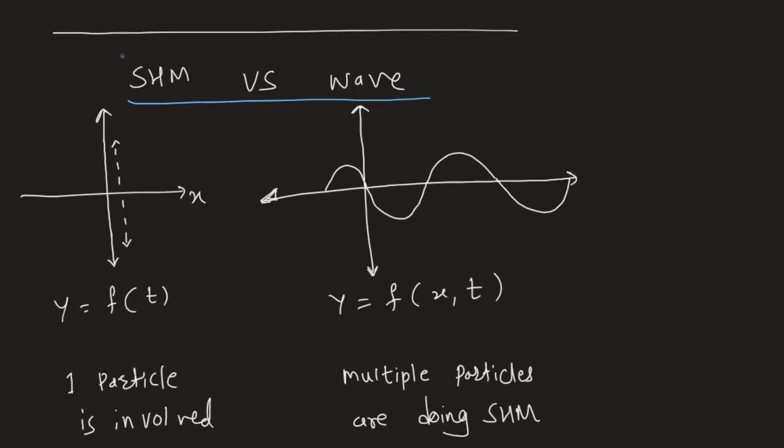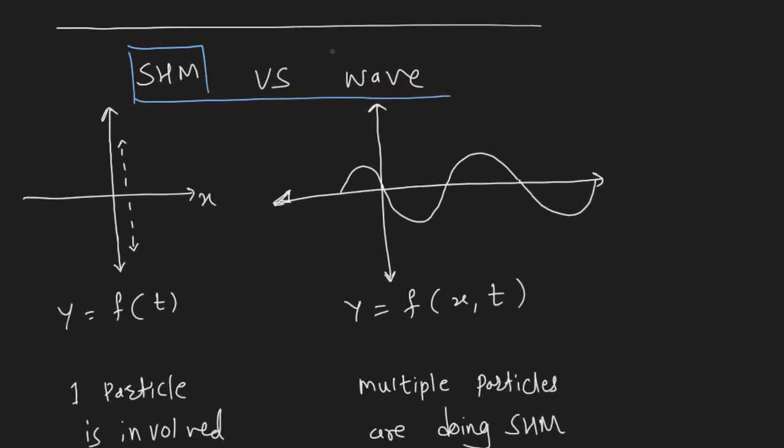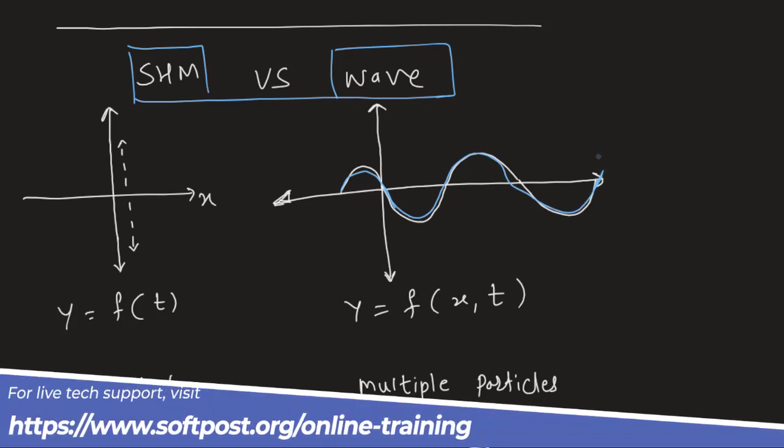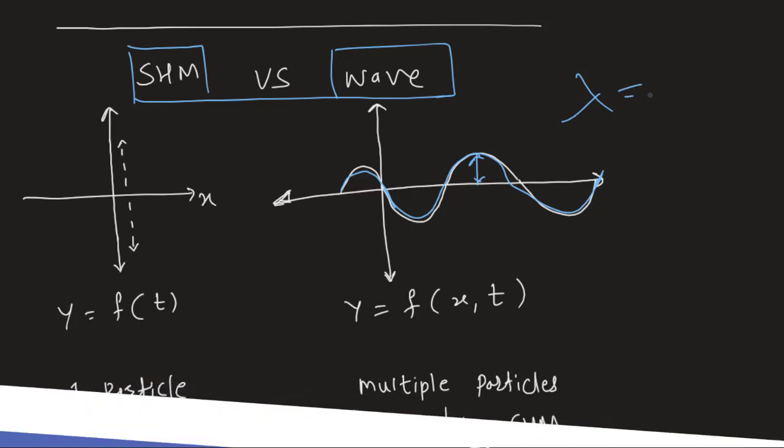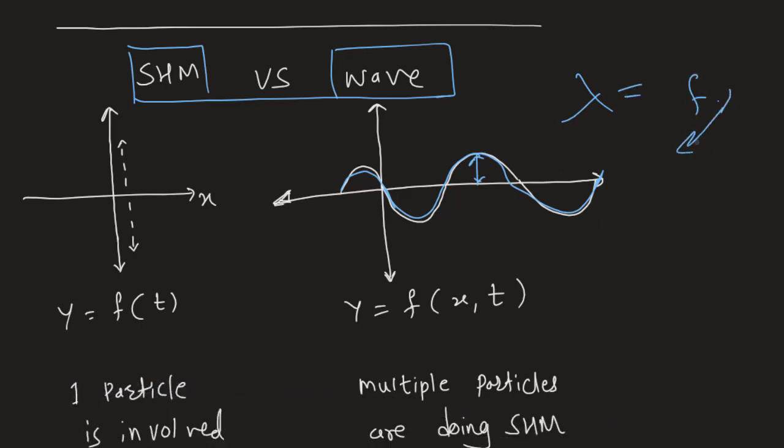So friends, in this video I will be talking about simple harmonic motion and wave difference. A typical wave looks like this one, and the wave has got velocity. It has got amplitude, wavelength, frequency, etc.